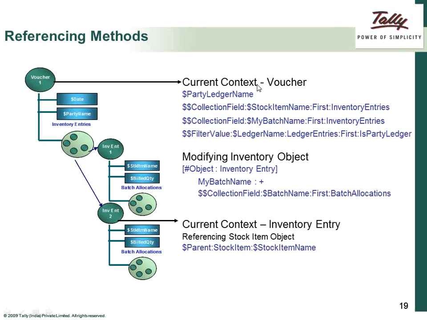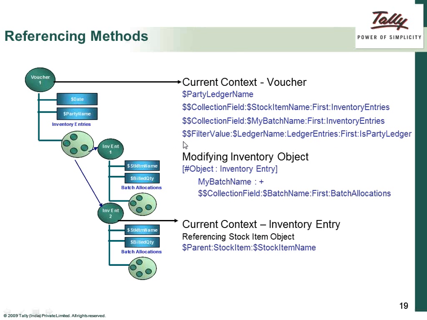Assuming that the current context at the report level is object voucher. When you write $party ledger name, you get the party ledger name. When you write the $, collection field, $stock item name first inventory, you get the first stock item name. Similarly, when you write the function $, collection field, $batch name, first inventory entries, in the inventory entries you will have to modify the object and then refer.